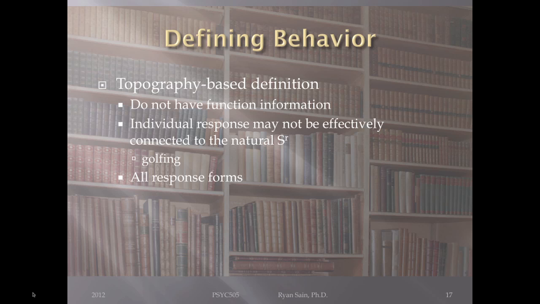So topographical based definitions are useful for observation, but not as useful for figuring out what's actually maintaining that behavior. So sometimes we do both. Okay, in fact, in my experience, I typically do both. What does this behavior look like, and what is its function? What does it seem to be getting? What effect does that behavior have on the environment? So we bounce back and forth between them, but usually get more information out of function-based definitions than you do out of topographical-based definitions. But again, each one has its purpose, and you use them at different times.